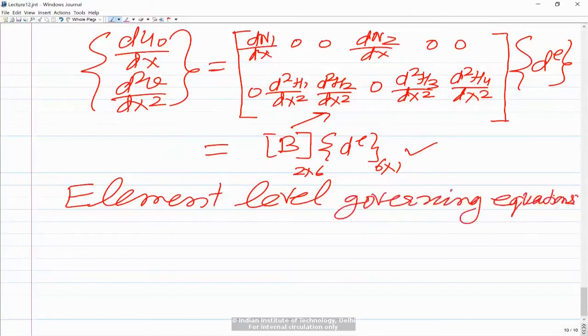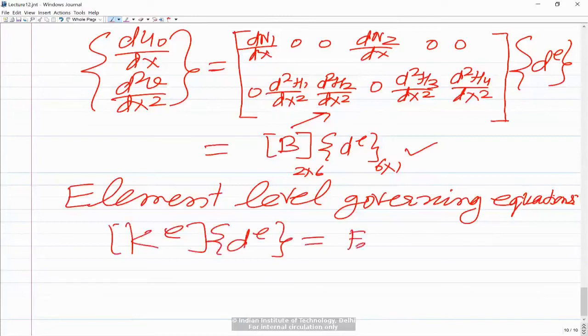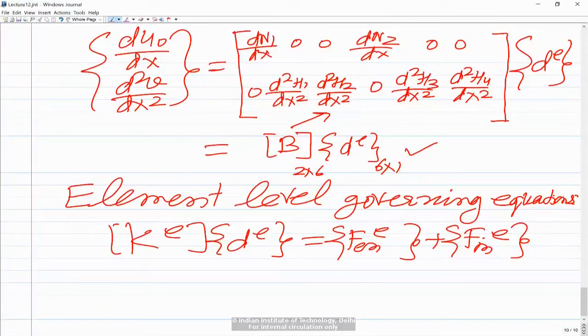So that is going to be the same form of the equation: k into d, the element level stiffness matrix, is equal to f external for the element plus f internal. So this is the same. The only thing is we have to define what k, f external, and f internal are, and d we have already defined.